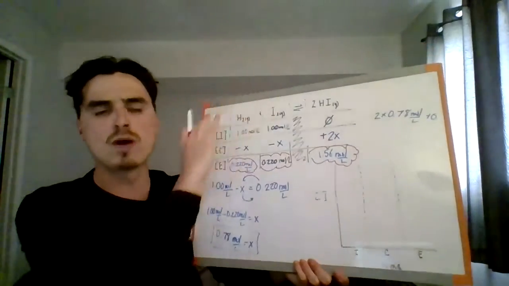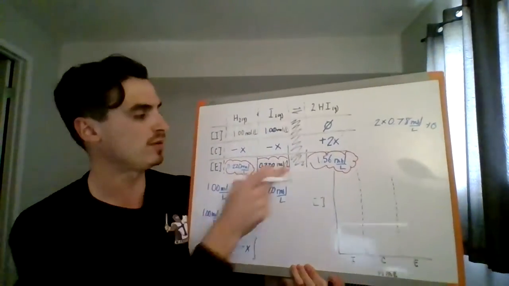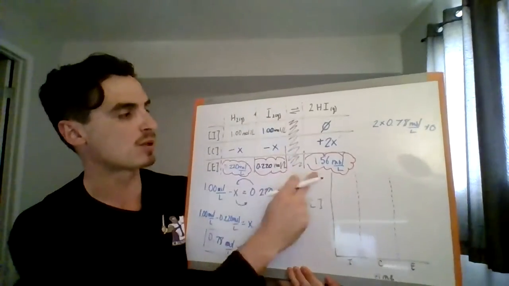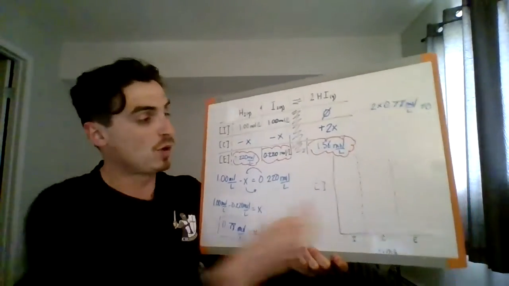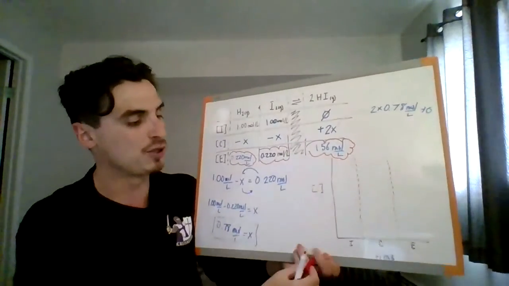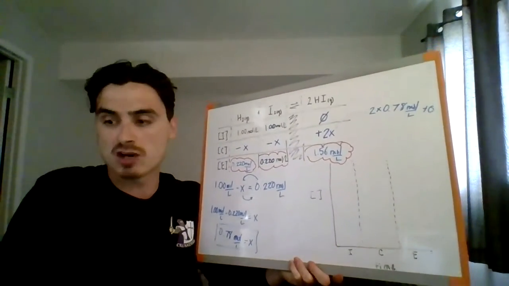So this reaction is going back and forth, back and forth, back and forth. And once it reaches equilibrium, the concentration of these chemicals will be as such. Now the question is, how am I going to put those on a graph? Okay. So we only graph equilibrium concentrations.